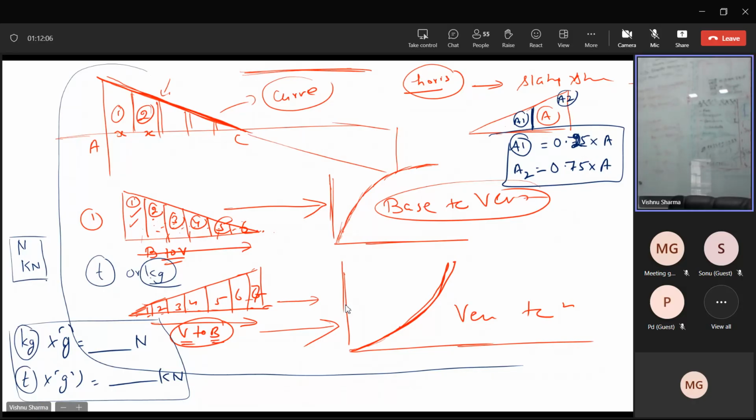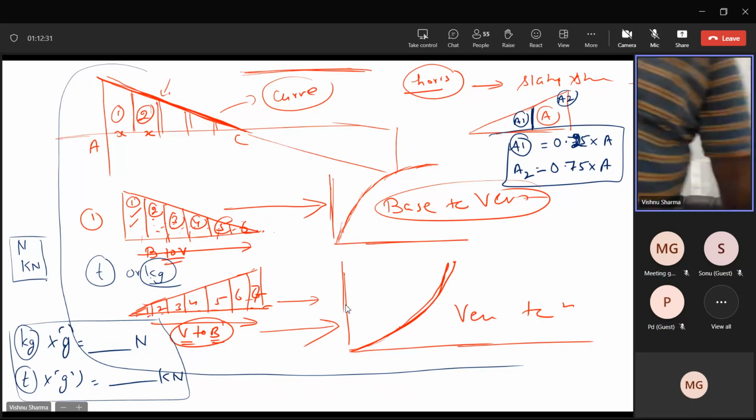Am I clear, guys? If the forces are not given in Newton, kilonewton, they are given in tons or kg, then you can take a call whether to use kg and tons or to convert them to Newton or kilonewton. Right? Yes or no? Understood, guys? Yes, sir. Okay, so don't get confused.